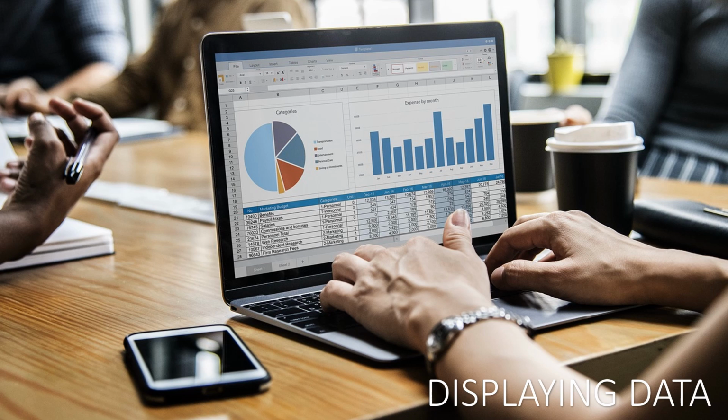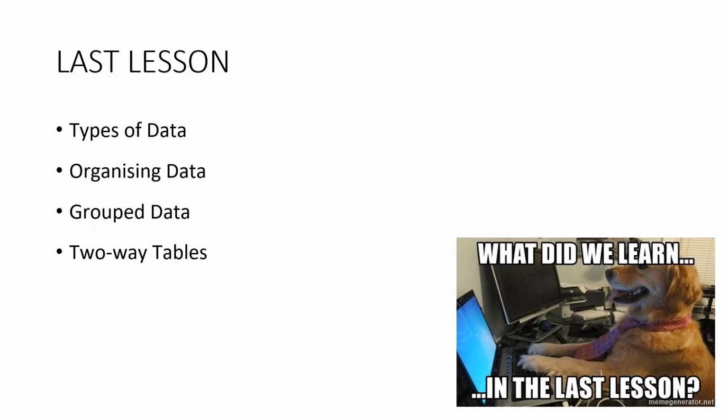Hi Year 12, this is our second lesson for the topic single variable statistics. In this lesson we're going to look at displaying data. Last lesson we looked at types of data, organising data, grouped data and two-way tables.